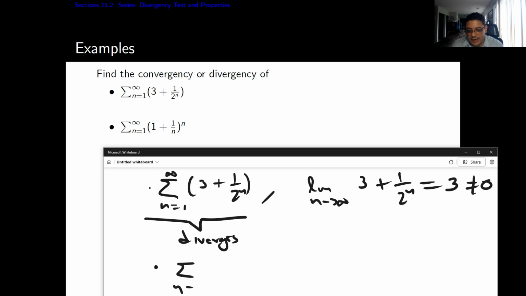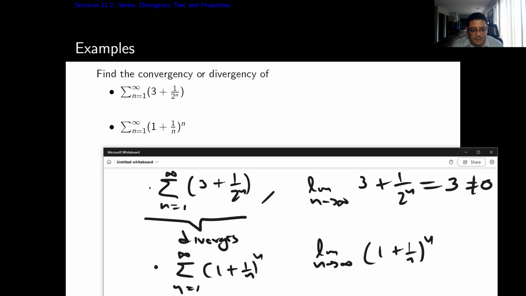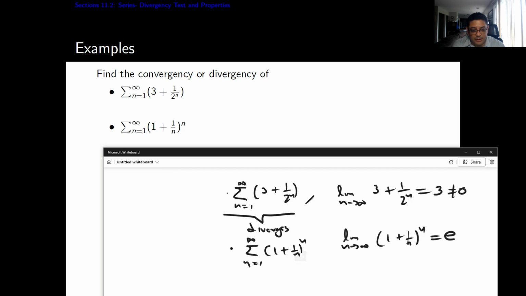Same thing happens with the second one. We have the sequence is this, and the limit when n goes to infinity of 1 plus 1 over n, to the power n, is actually the number e. So you probably did this exercise before, and if you haven't, it is a good exercise, so make sure that you actually prove that that is true. This is different from 0, so this series is going to be divergent.